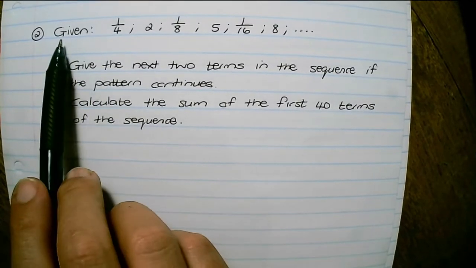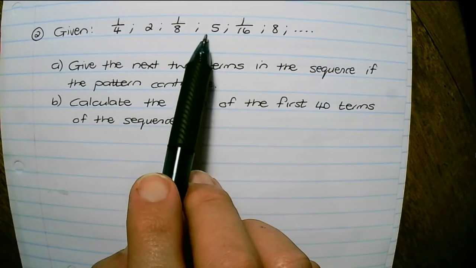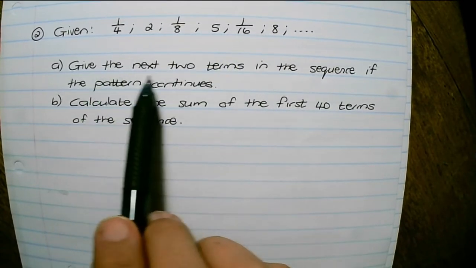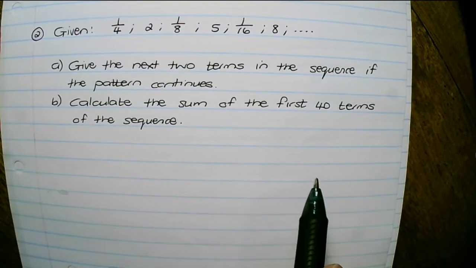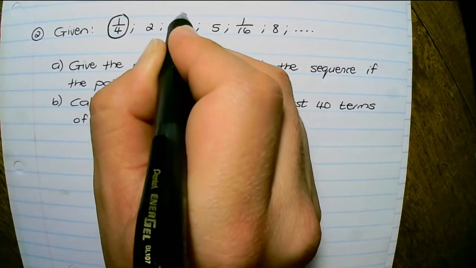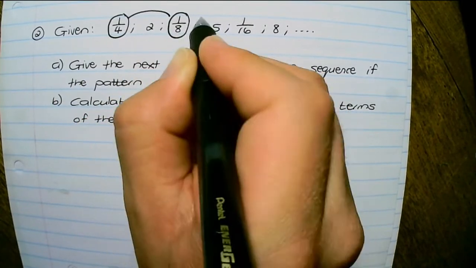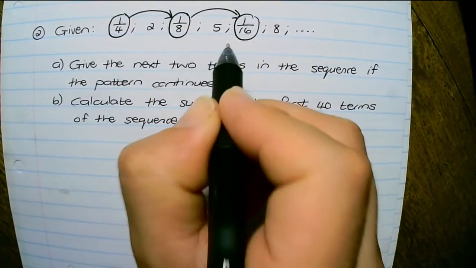In our second question, we are given a quarter, 2, an eighth, 5, 1 over 16, and 8. Give the next two terms in the sequence. I can see it goes a quarter, and then 1/8 if I skip 2, and then 1 over 16 if I skip 5.